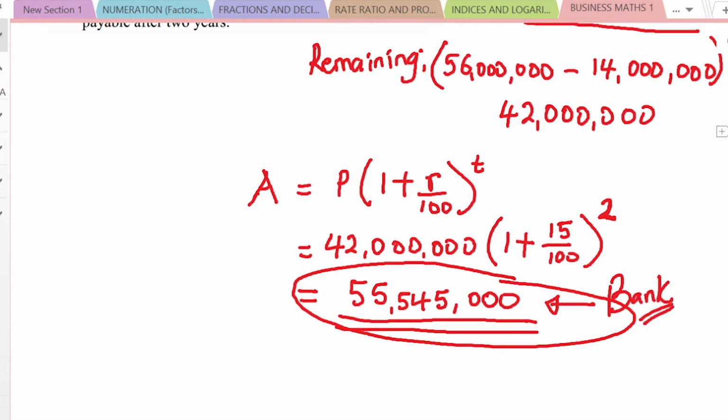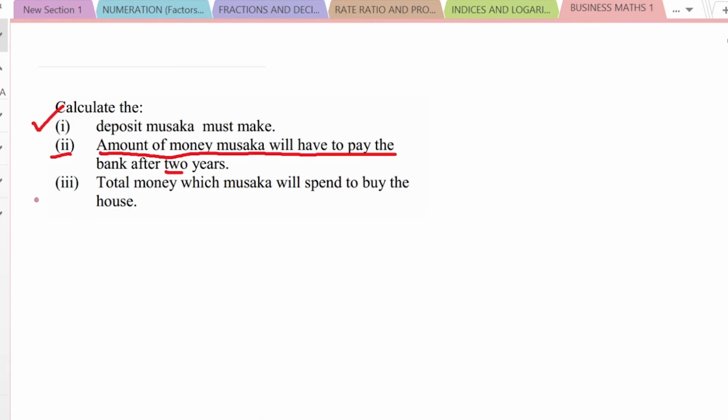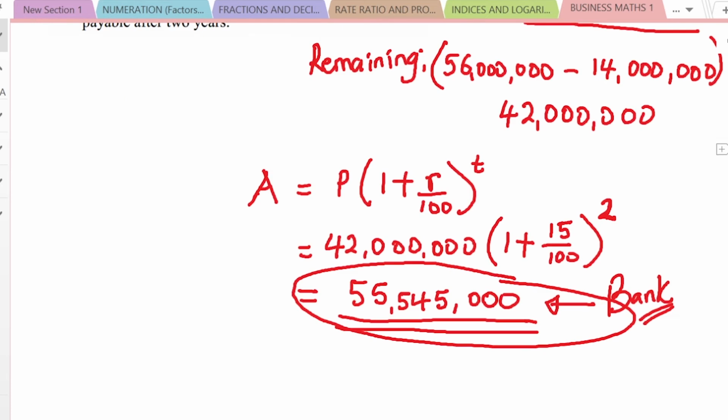That's the answer. So moving on, Roman 3, the total money which Mosaka will spend to buy the house. Of course, the total money he spends to buy the house includes, let's call it the total money spent.